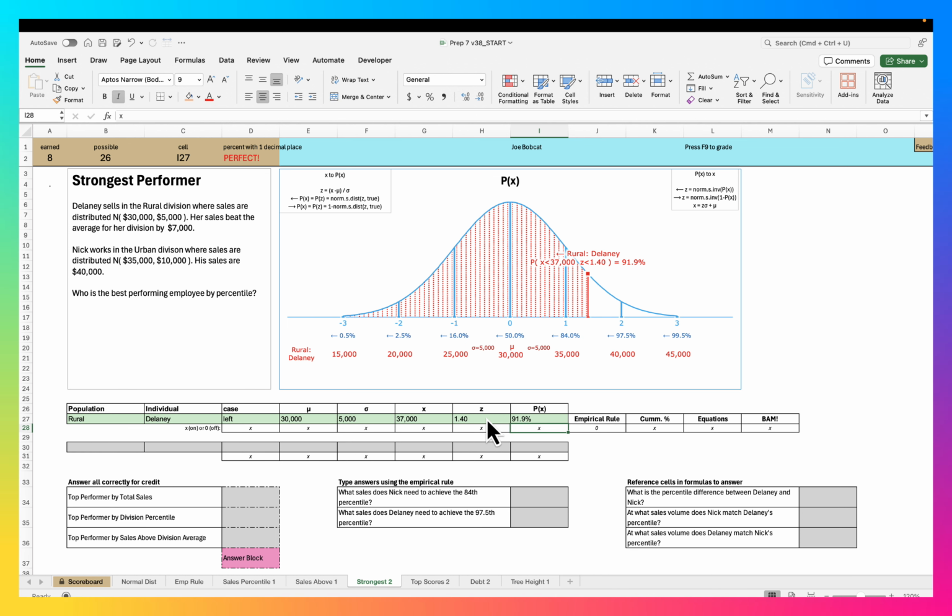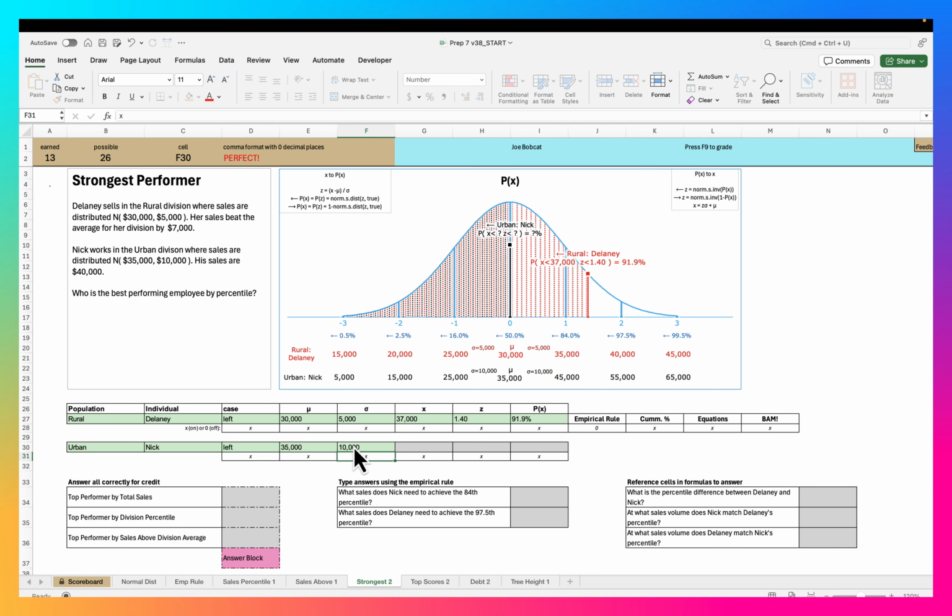Now we have Delaney. Now let's look at Nick. So Nick works in the urban division. This is again percentile, so again looking left. His mean is 35,000 for that division, and the standard deviation is different. It's 10,000 in that division. And his sales are 40,000. Okay, so Nick is right here.